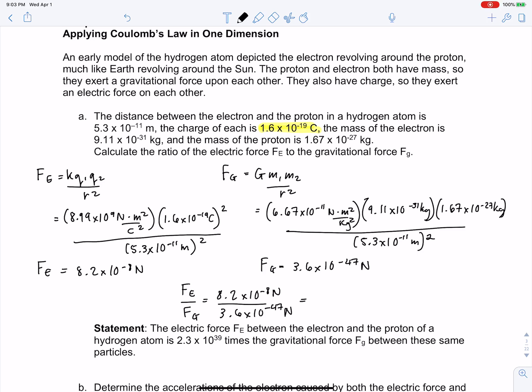If you punch this into your calculator, the ratio of electric force to gravitational force for these two particles will give you a value of 2.3 times 10 to the power of 39 times greater. Therefore, the electric force between the electron and proton of a hydrogen atom is 2.3 times 10 to the power of 39 times the gravitational force between the same particles.